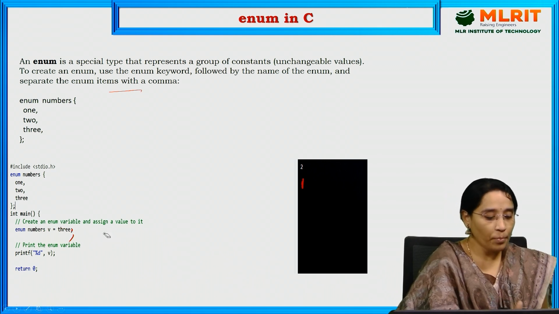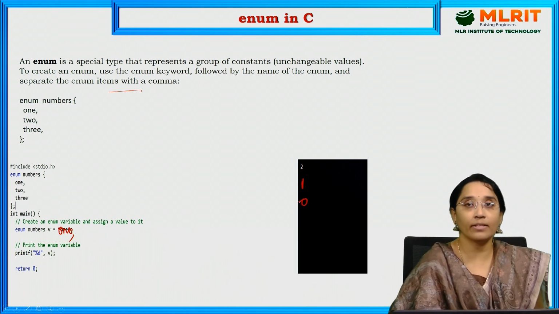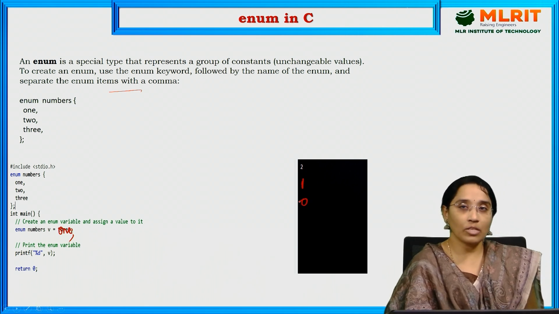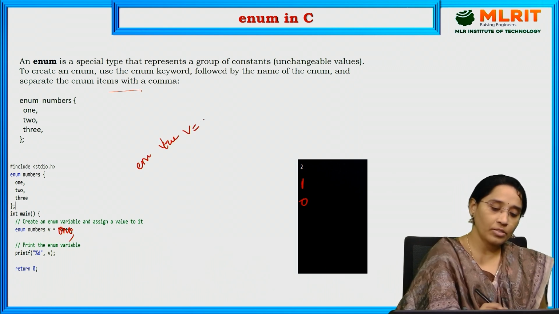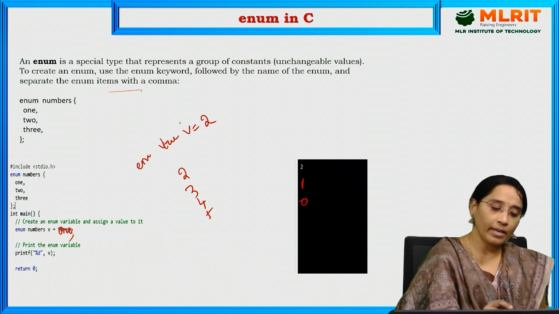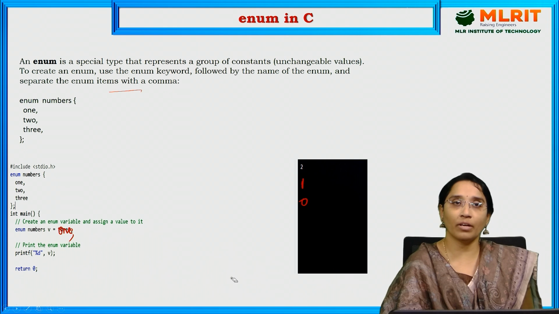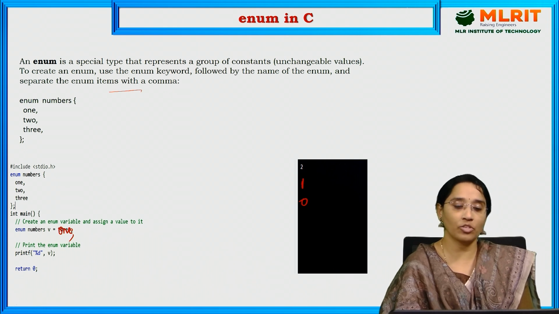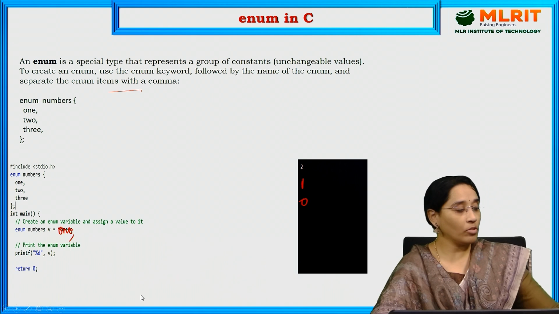If I want to print here 1, what will you get? You will get 0 on the screen. You can also change it. Suppose enum v is Tuesday, v = 2, so you will get 2, 3, 4, 5, or you can assign Monday. So if you want to print from 1, 2, 3, 4, you can change it according to the program. So that's all for this session.